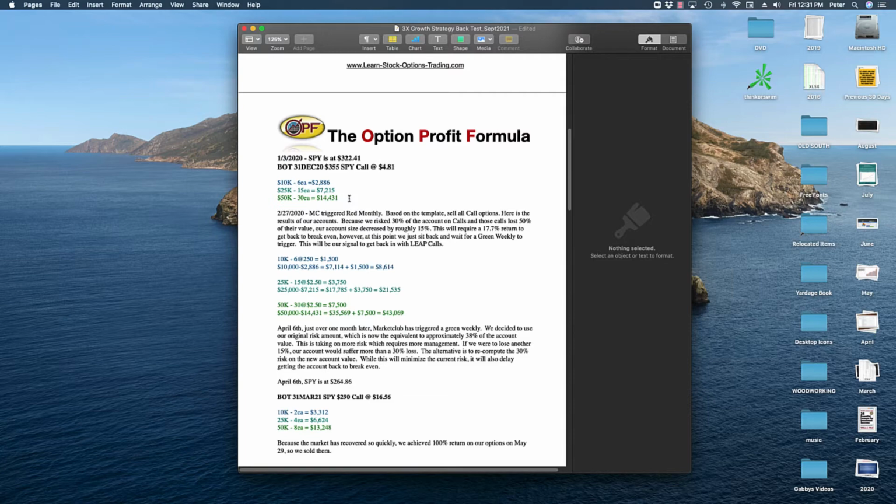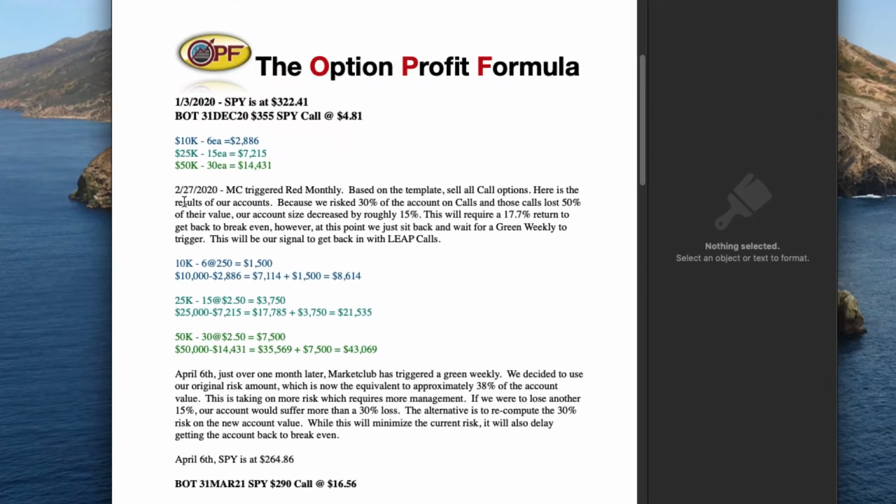So I'm just going to highlight the very first part. So in the very beginning, when I bought my call options, you can see about a month and a half later, I was getting a MarketClub signal to get out.